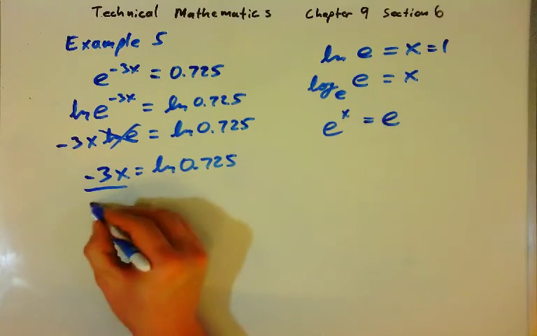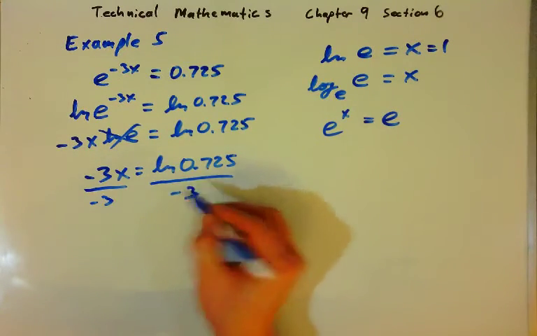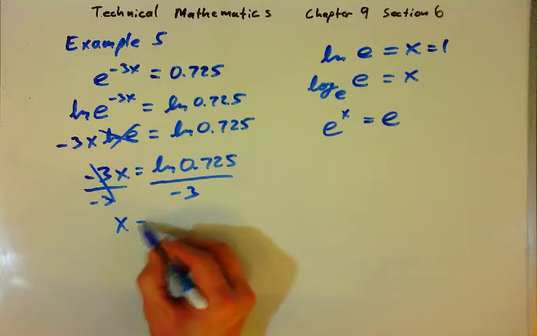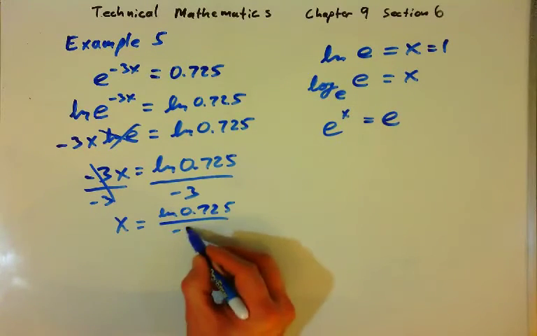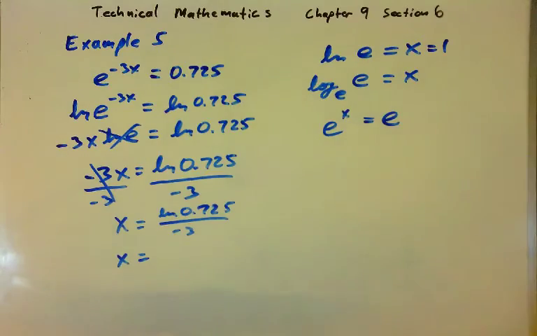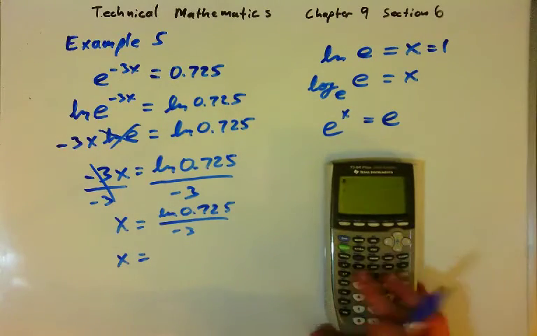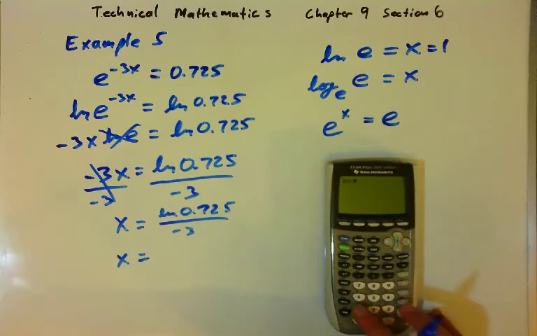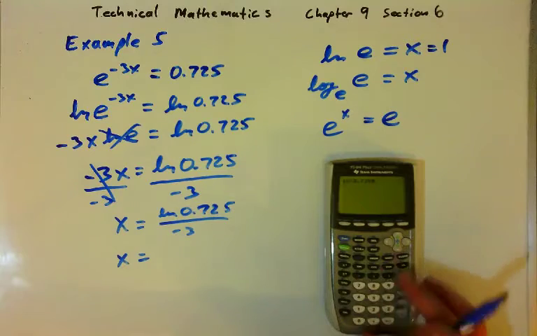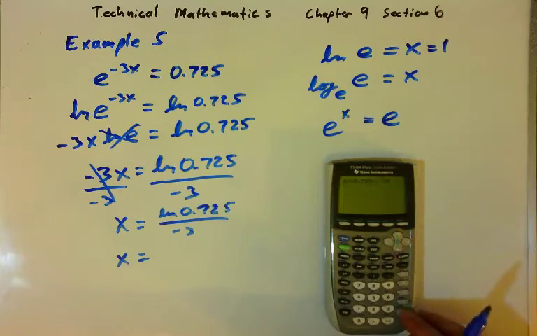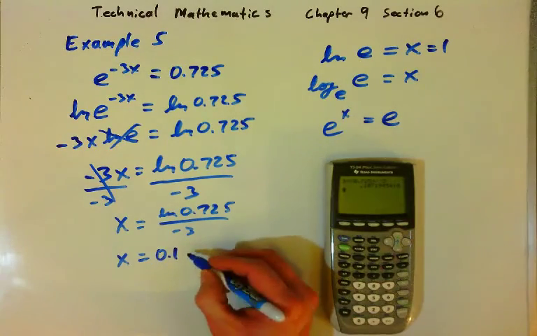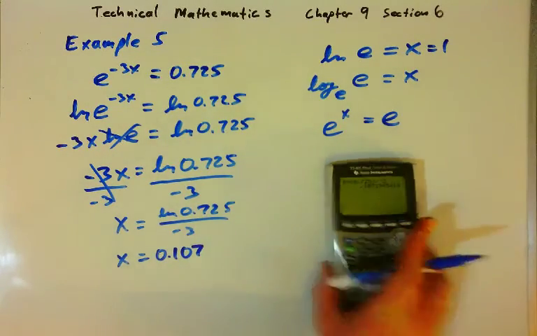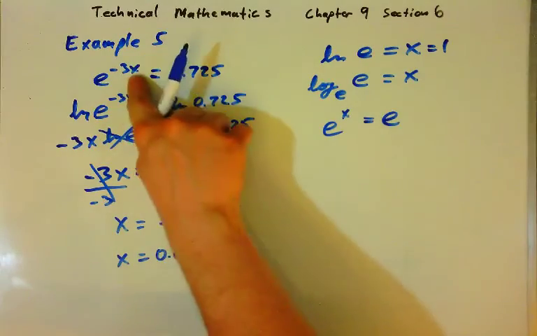And now I can solve for x by dividing both sides by negative 3. Negative 3 cancels. We get x is equal to the natural log of 0.725 divided by negative 3. And so now we can work that out in our calculator. We'll take the natural log of 0.725, close parentheses, divided by negative 3 equals, and we get 0.107. And so we should check our answer.